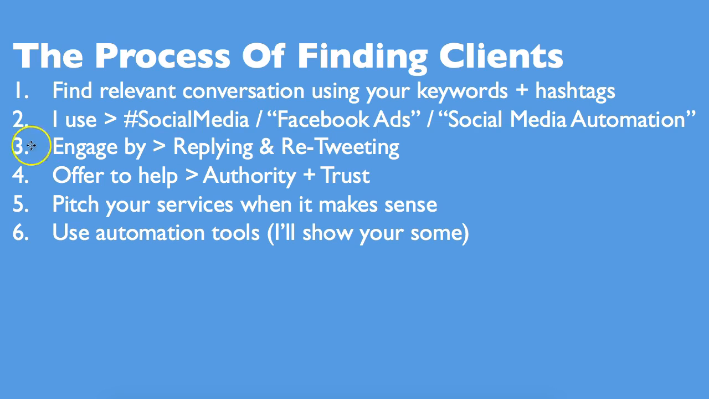And in step number 3, I engage with people who are using these hashtags by replying or retweeting their tweets. And then in step number 4, if it makes sense, I offer to help. This helps in building authority and trust with the person. And then in step number 5, I pitch my services when it makes sense. And then step number 6, there are some automation tools, and I will do a demo of some in this course that you can use to save a lot of time when following this process.